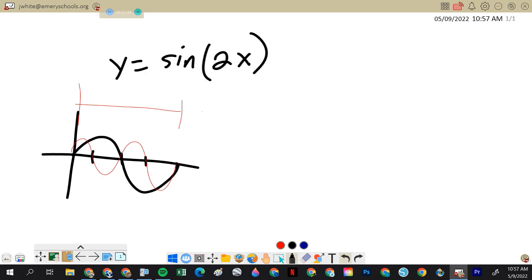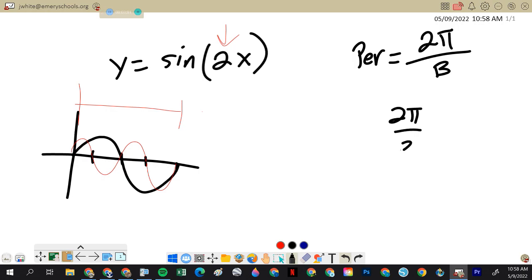And the formula is the period is equal to 2 pi over, we'll call it b, where this number is b. So if b is 2, I plug a 2 in that formula. 2 pi over 2 equals pi, which means we do a full cycle in pi units.